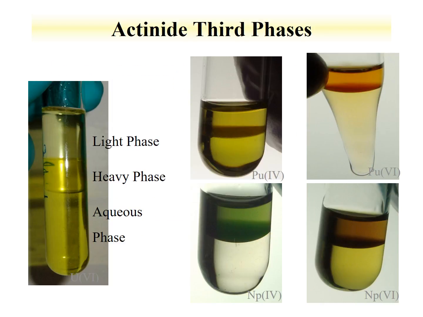Here are some pictures of third phase formation. So you see this is uranium, the aqueous phase, an organic phase where you can certainly see a light phase, and then a heavy uranium-rich phase. We see the same thing for plutonium-4, plutonium-6, neptunium-4, and neptunium-6.